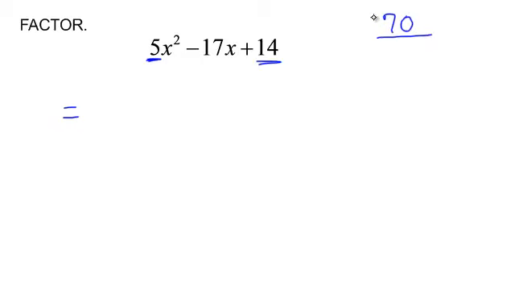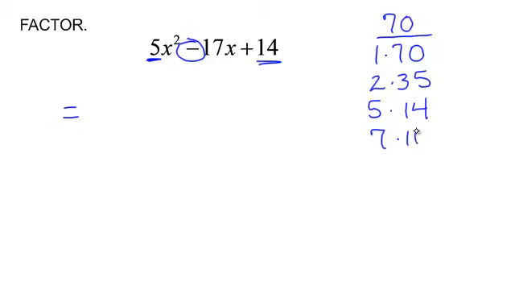So I'm going to use 2 positives to get to 70, or 2 negatives, because a negative times a negative is a positive. In this case, I am going to use 2 negatives because I want negative 17x for my middle term. What can I multiply to get 70? 1 times 70, 2 times 35. 3 will not divide evenly into 70, neither will 4. 5 times 14. I'm trying to get 17. 6 will not divide evenly into it.